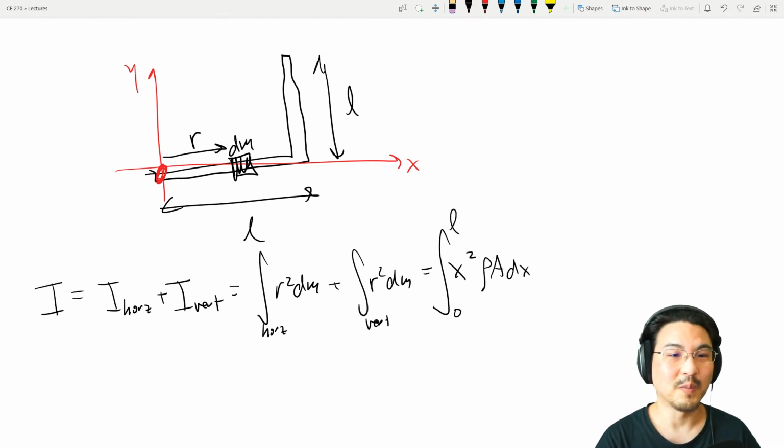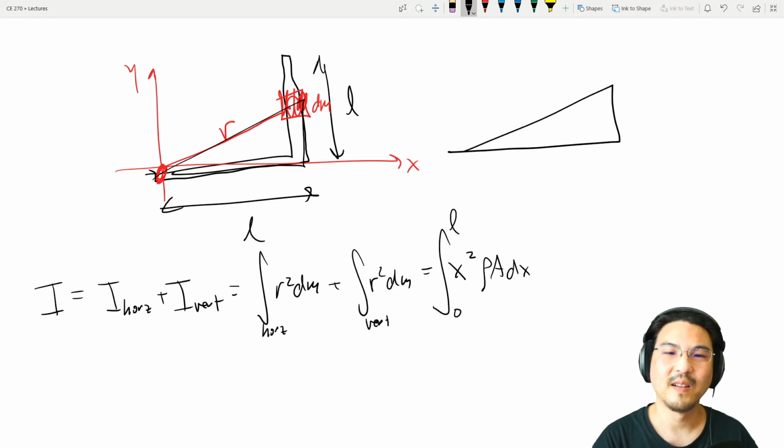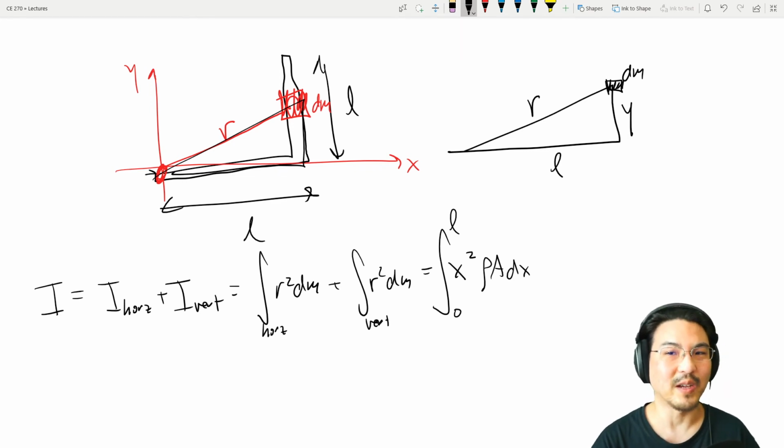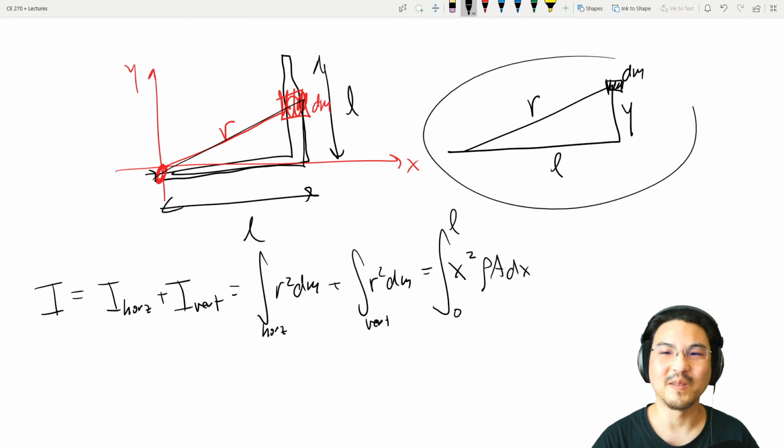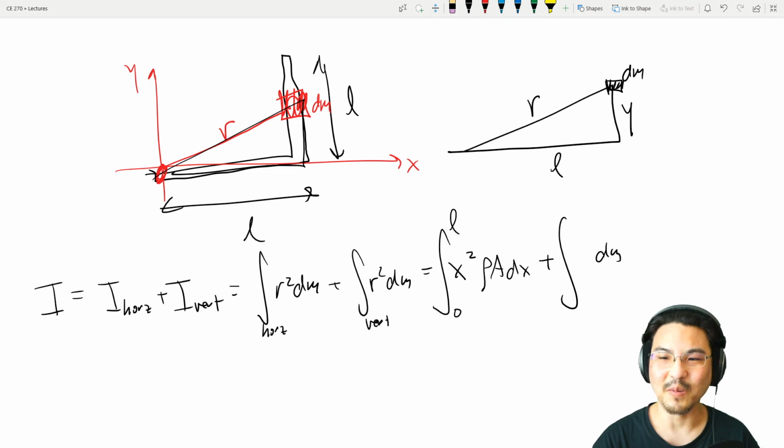Okay, for the vertical part of the bar, our differential mass element is, let's see, over here. And its position is R. So if you look at this triangle here, right, this is L, this is R, this is the little differential mass element, which has some position Y, which is going from 0 to L. So what is R squared? Right, look at the triangle. R squared is L squared plus Y squared. Right, so R squared for the vertical part is L squared plus Y squared.